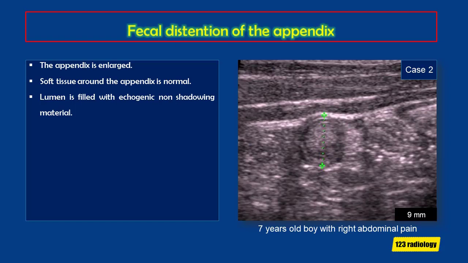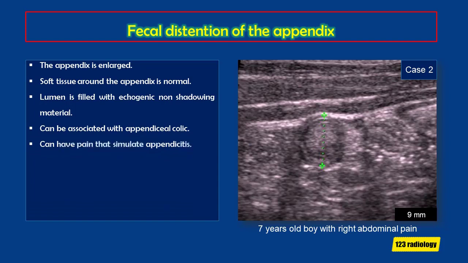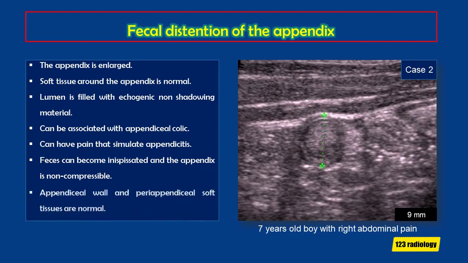This is an example of fecal distension of the appendix, and in these cases it can be associated with appendiceal colic. They can have pain that simulates appendicitis. The appendix can get large, up to 1 centimeter in diameter. The feces can become inspissated and the appendix is non-compressible. The appendiceal wall and periappendiceal soft tissues are normal.